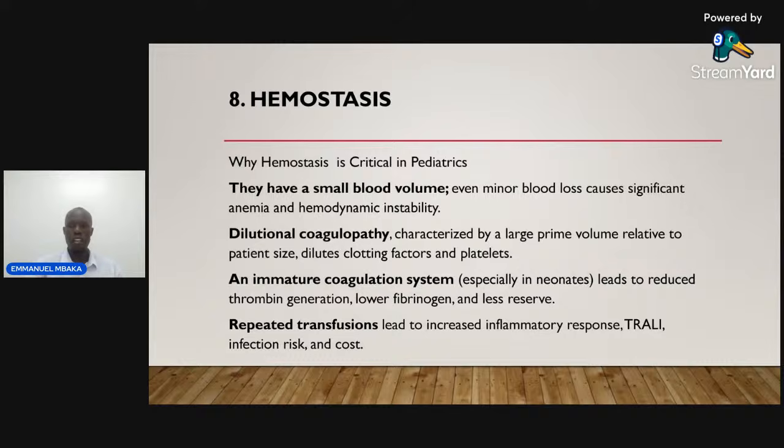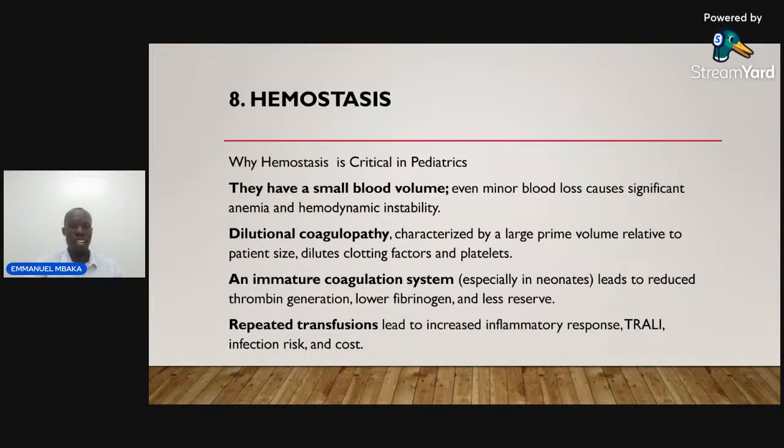So let's talk about hemostasis. As a perfusionist, you need to understand that during surgery, your goal is to preserve the patient's blood. You need to minimize allogeneic transfusion and maintain effective clot formation without excessive bleeding or thrombosis. Why hemostasis is critical in pediatrics: these children have a small blood volume. Even minor blood loss causes significant anemia and hemodynamic instability.